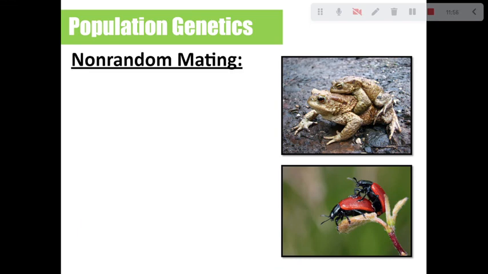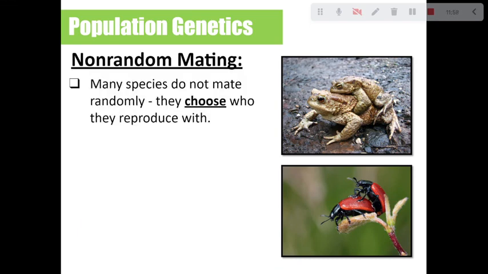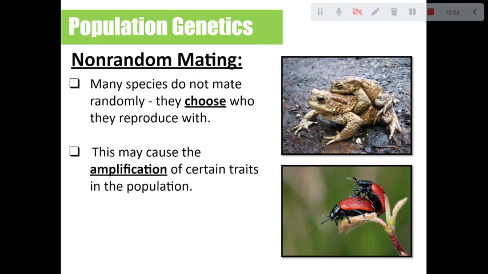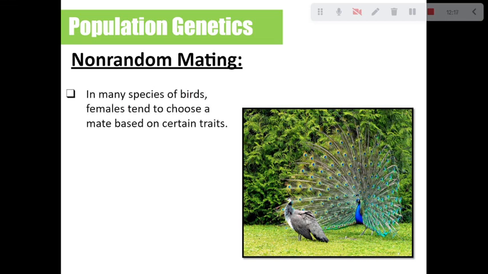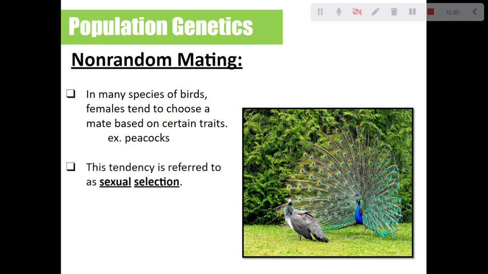So let's talk about non-random mating. So many species do not mate randomly. They choose who they reproduce with. So this may cause the amplification of certain traits in a population. And this decreases genetic diversity in a population. In many species of birds, females tend to choose a mate based on certain traits. Peacocks are one example. So, this tendency is referred to as sexual selection.